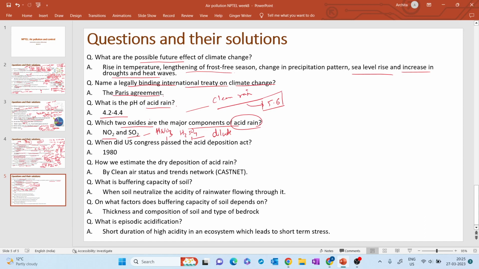NO2 and SO2 do not have a pH. When they react with the water vapor in the atmosphere, they form HNO3 and H2SO4, which have low pH. So gases don't have pHs. Only when they react and form these, they attach this H with them, because the formula for pH is minus log of H, right? So the more the H in a compound, the more the chances it is acidic. Okay.